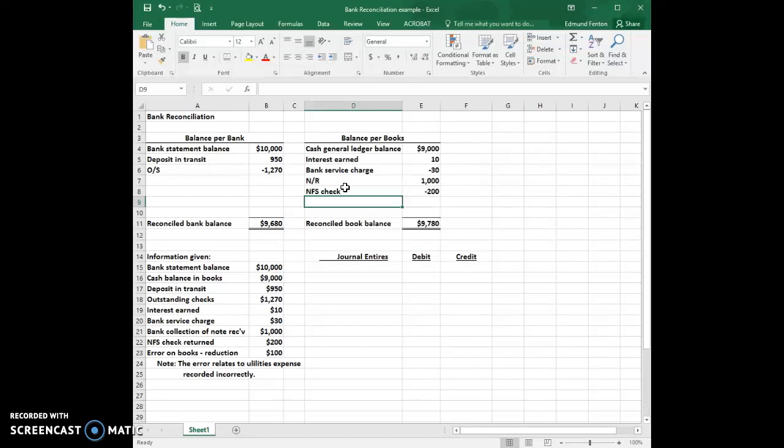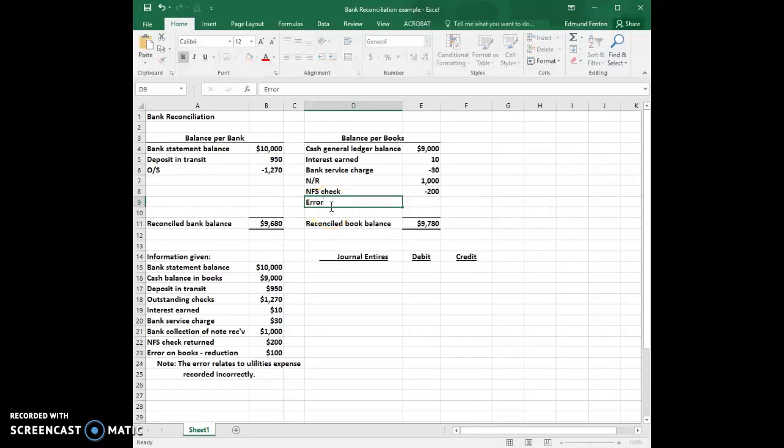Another example you might run into is where there's an error on our books. So I have a note here. The error relates to utilities expense recorded incorrectly. So we wrote the check for the correct amount, but when we entered the check in our accounting records, we entered the wrong amount. I guess we were in a hurry, not paying attention, and entered the incorrect amount. But we found that when the check was returned back to us, and we saw it did not match our records. So here I'm going to put error.